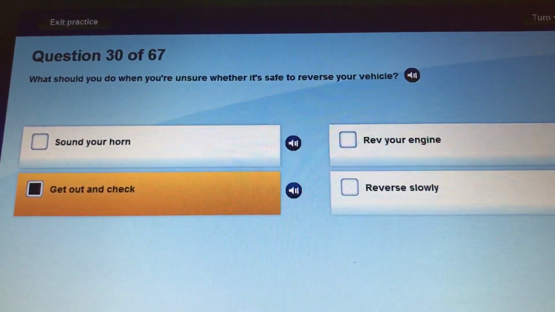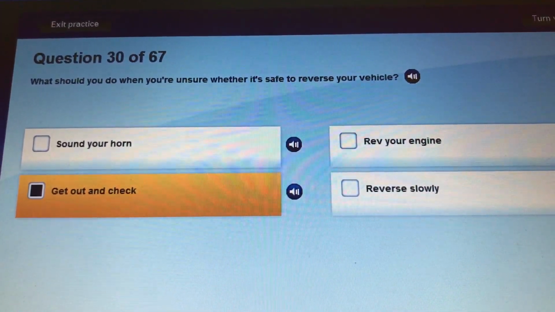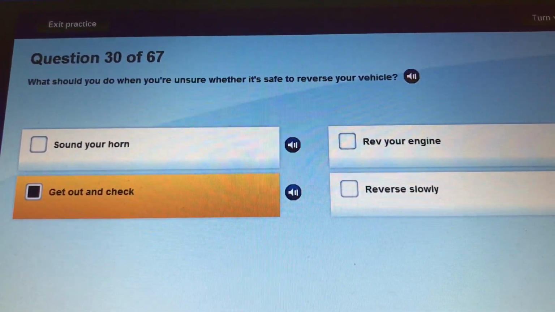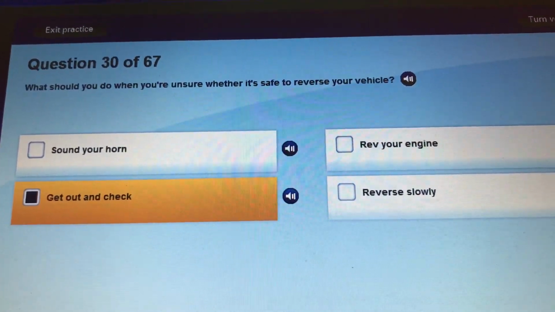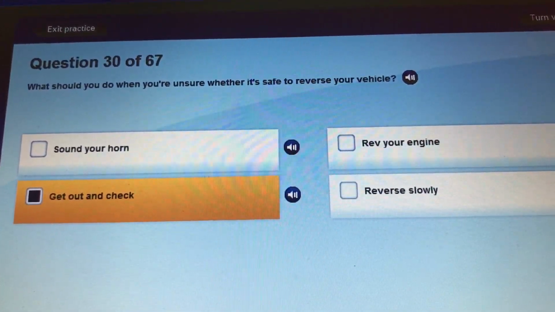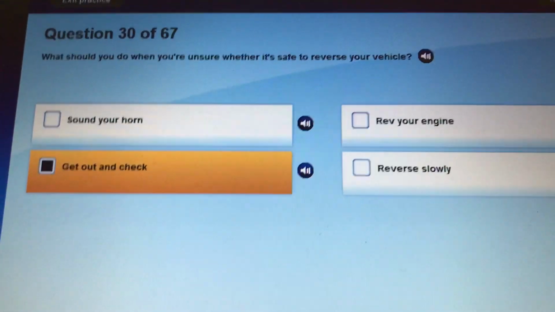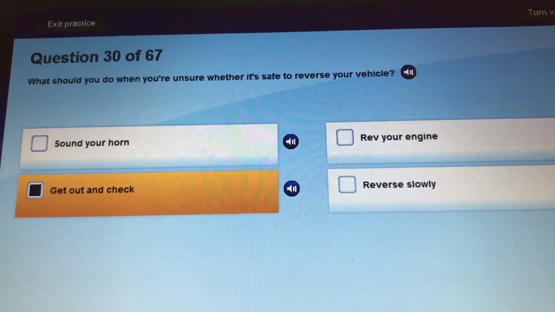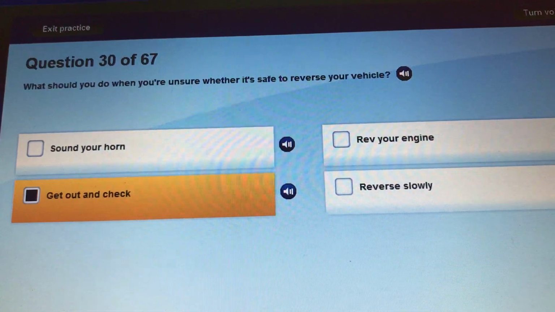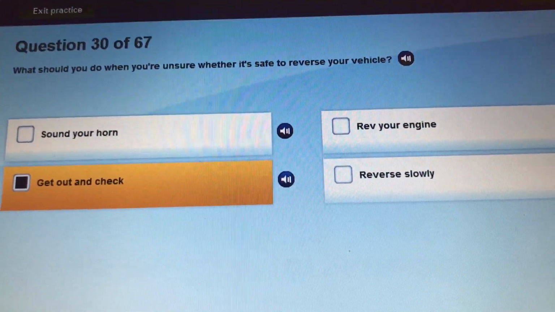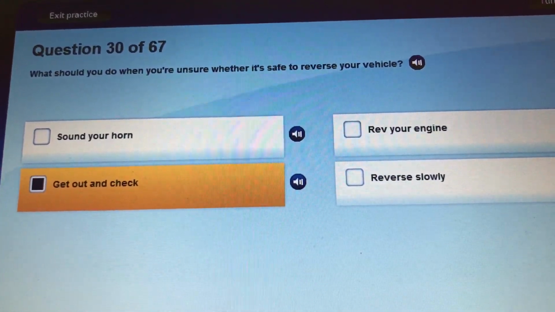What should you do when you are unsure whether it's safe to reverse your vehicle? If you are not able to see behind when you are reversing, you should get out and check or ask someone to guide you. Again, same advice. Some students don't know how to reverse. They need to pay their fee to their driving instructor, and then the driving instructor will teach you how to reverse.